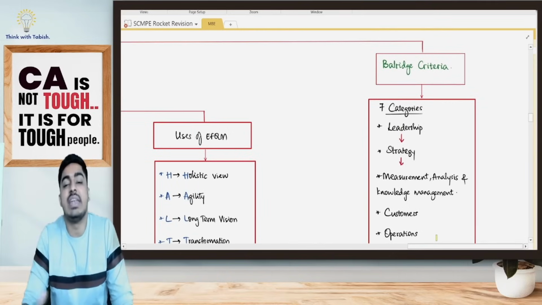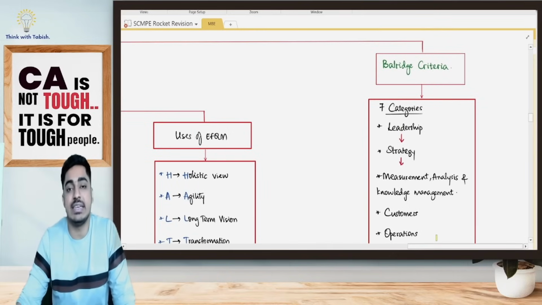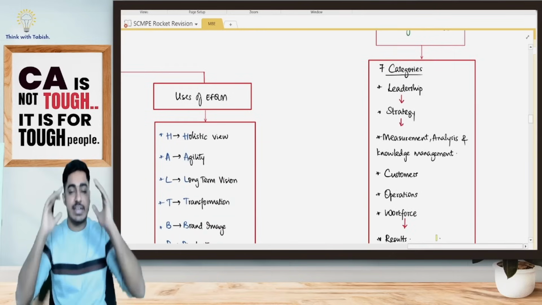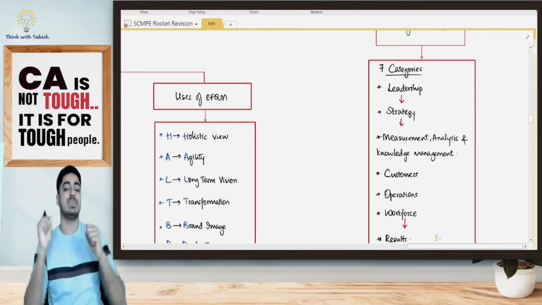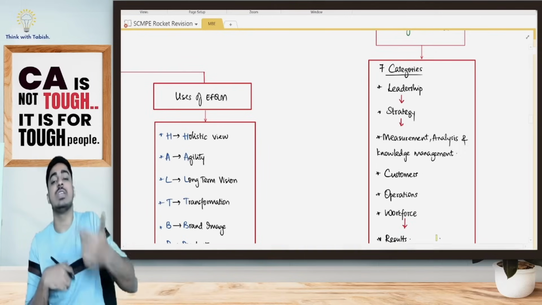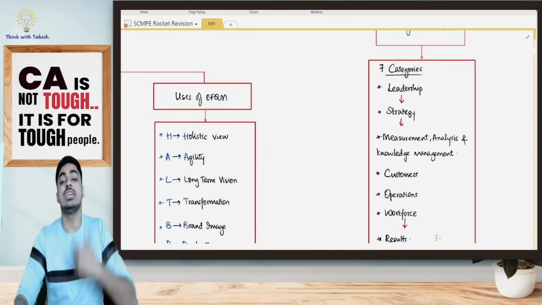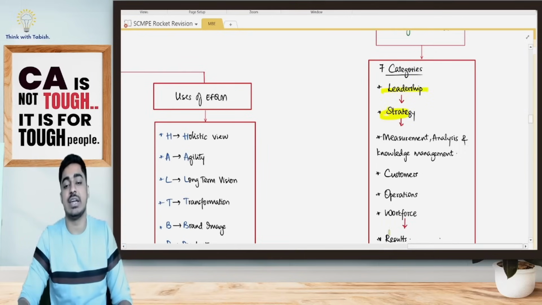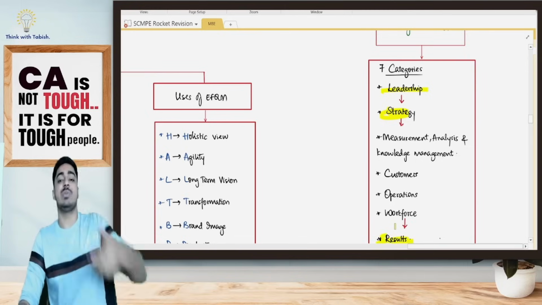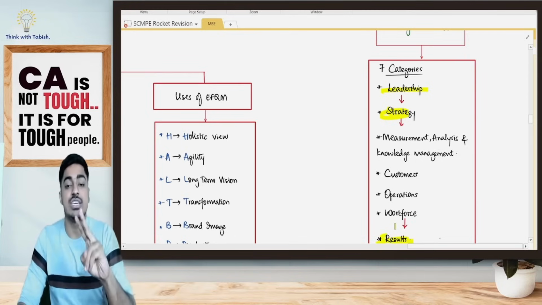Now, we are having Baldrige criteria. 7 categories. Firstly, in order to achieve excellence, leadership is needed. What a leader will do, he will come up with a strategy. Why will he come up with a strategy? In order to achieve the results. Leadership, strategy, results.